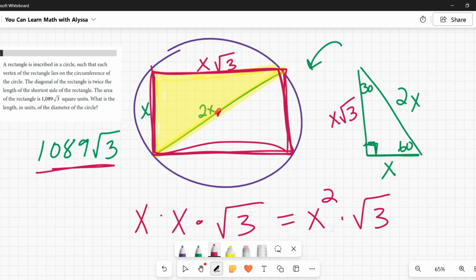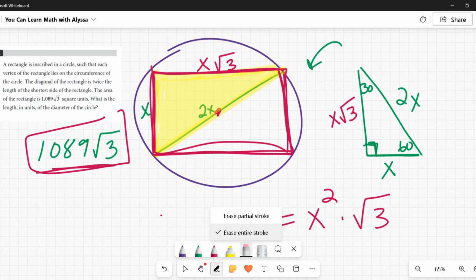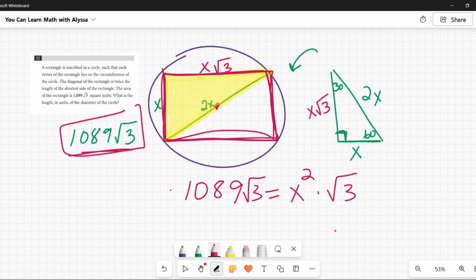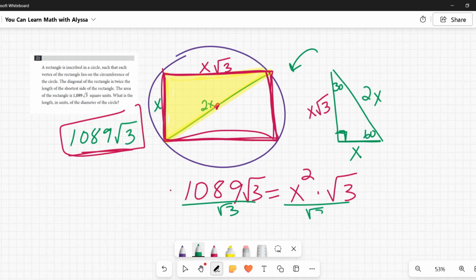And that's the area. But I also know this is the area. So I'm going to put it right here. So x squared times the square root of 3 is the same as 1089 times the square root of 3. And I'm trying to get to x. So I am going to divide both sides by the square root of 3 to get rid of that. Make it a little easier to look at. So it's 1089 is equal to x squared.